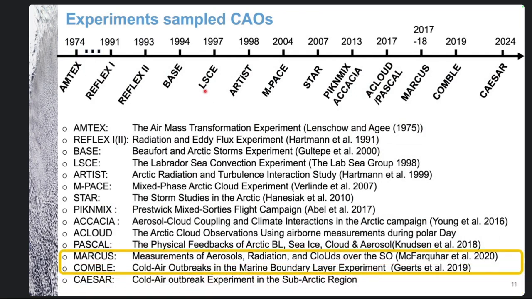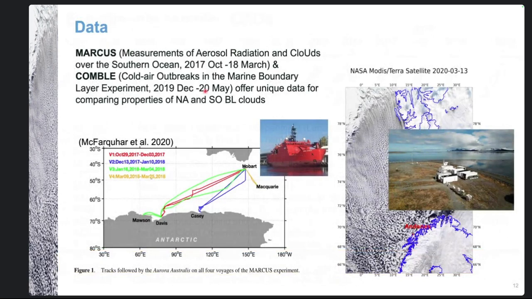So going back to these figures among these campaigns, the options for us are very limited. For the Southern Ocean, we choose MARCUS, and for the North Atlantic, we choose COMBLE. MARCUS was conducted from October 2017 to March the next year, while COMBLE covers winter to spring. So we should mention that these two campaigns make observations in different seasons. For MARCUS, we don't have winter season observations. That's one major point.